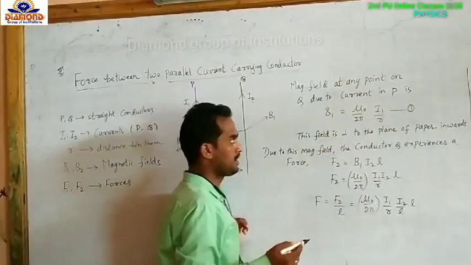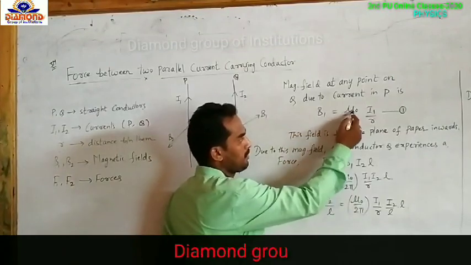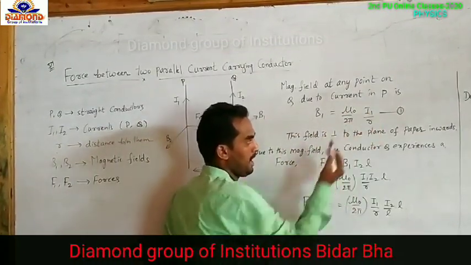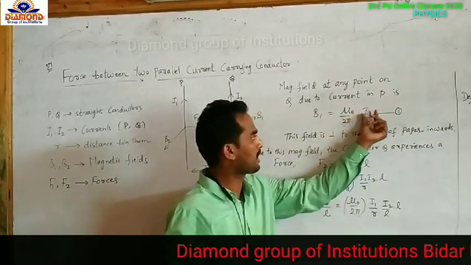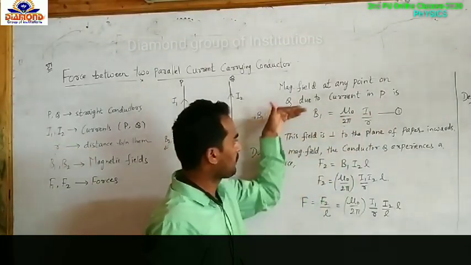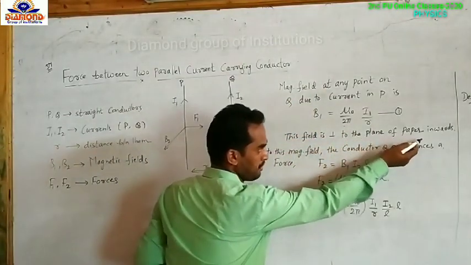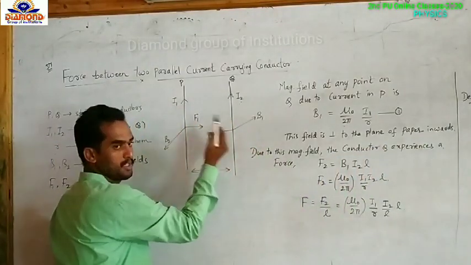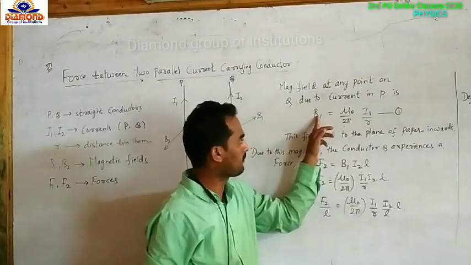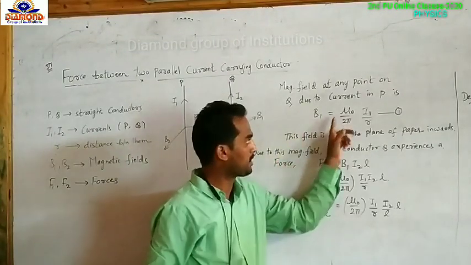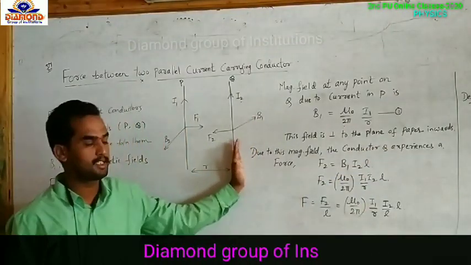Yesterday we discussed the straight conductor formula, that is Ampere's circular law: B1 equal to mu naught by 2 pi into I1 by R. So B1 is the magnetic field produced and I1 is the current. This field is perpendicular to the plane of the paper, directed inward. Due to this magnetic field B1, the conductor Q, that is the second conductor, experiences some force.